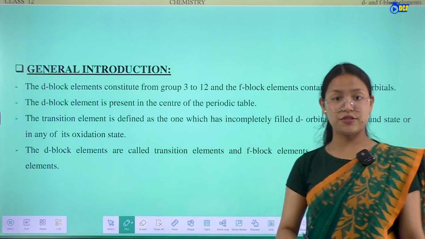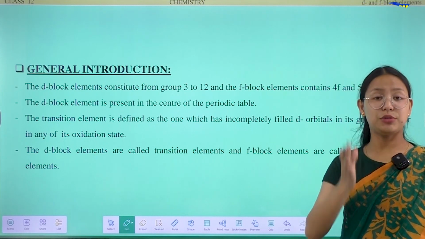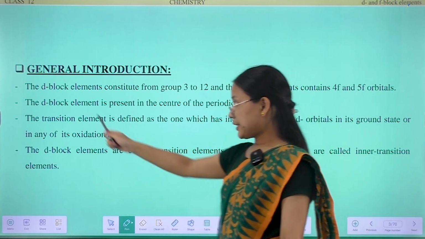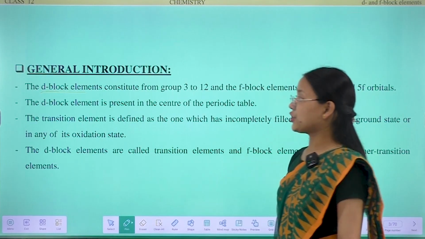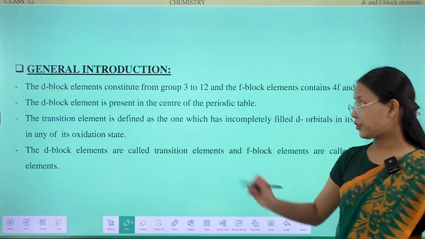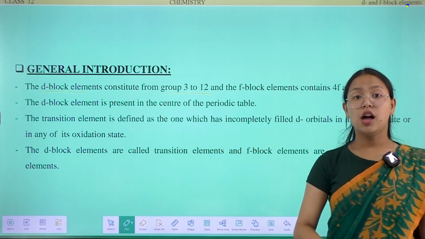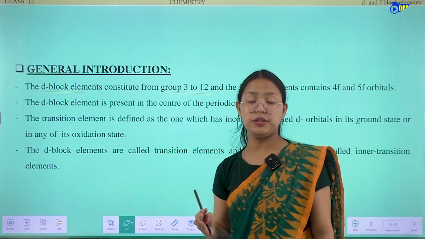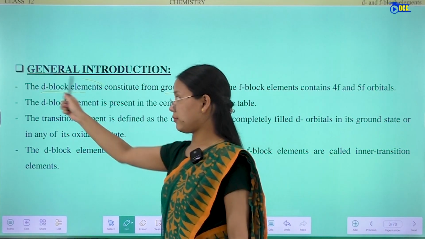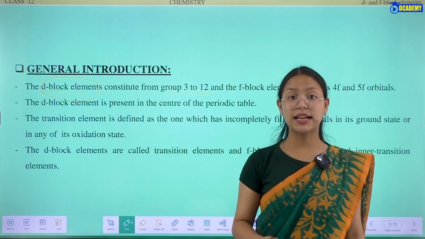So this is the general introduction. D block elements constitute group number 3 to 12. Group number 3 to 12 is known as the D block elements.